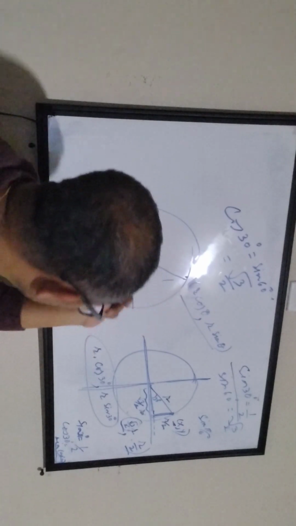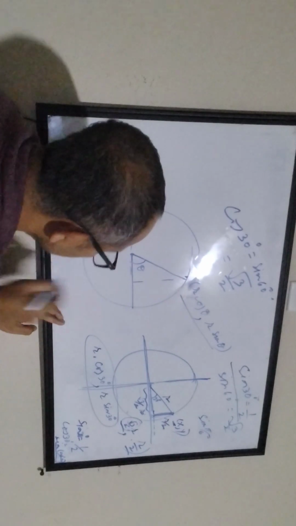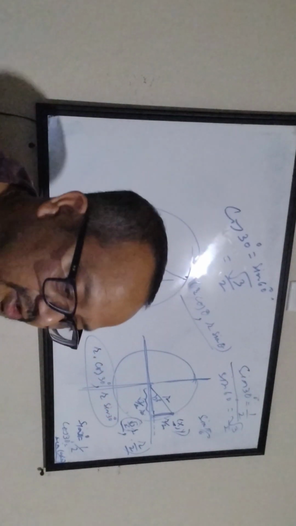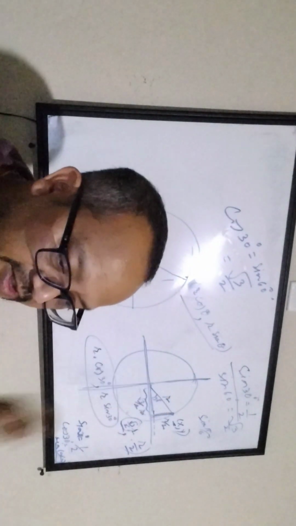Any point that you pick up, just see what angle it makes with the diameter, with the horizontal line, and then your x coordinate will be radius times cos theta, and your y coordinate will be radius times sin theta.